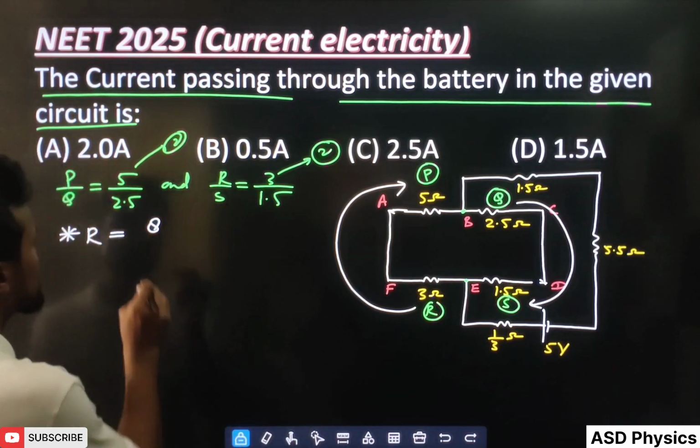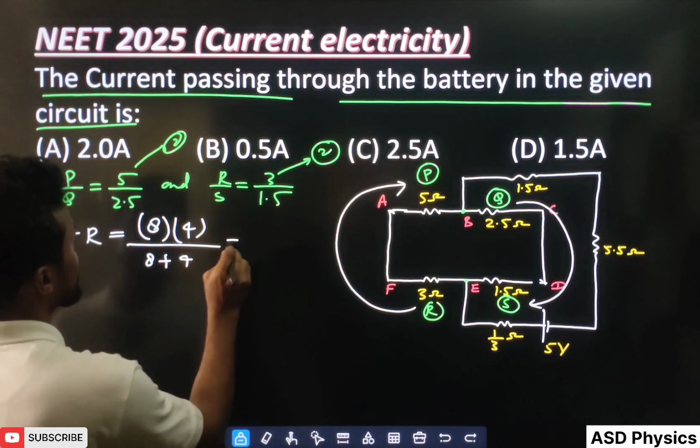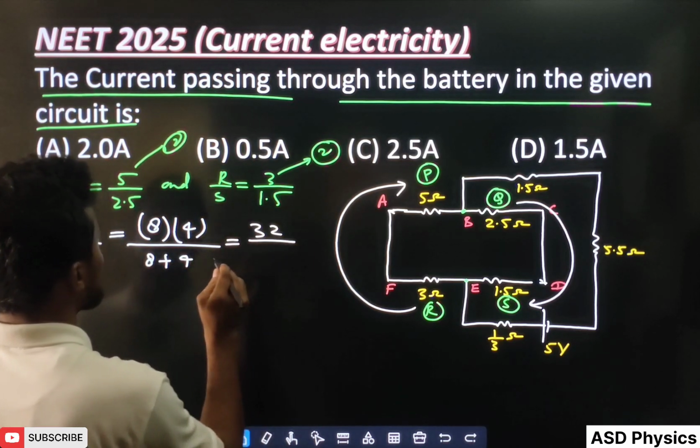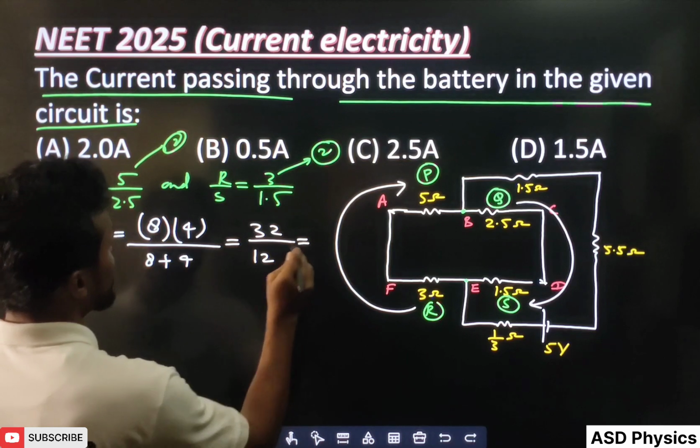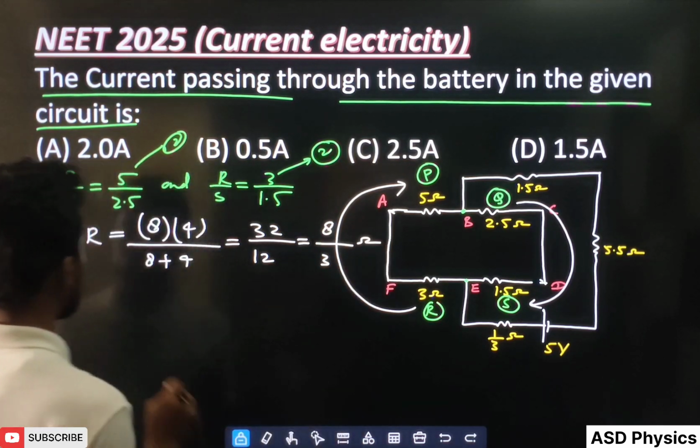8 and 4 in parallel means R1 R2 by R1 plus R2. So 8 into 4 by 8 plus 4. How much is coming here? 8 times 4 is 32, and 8 plus 4 is 12. Simplify this more, 4 times 3 is 12, 4 times 8 is 32. So 8 by 3 ohm.